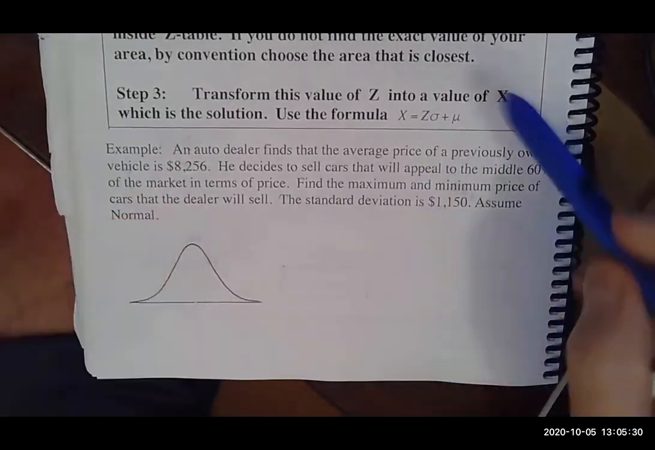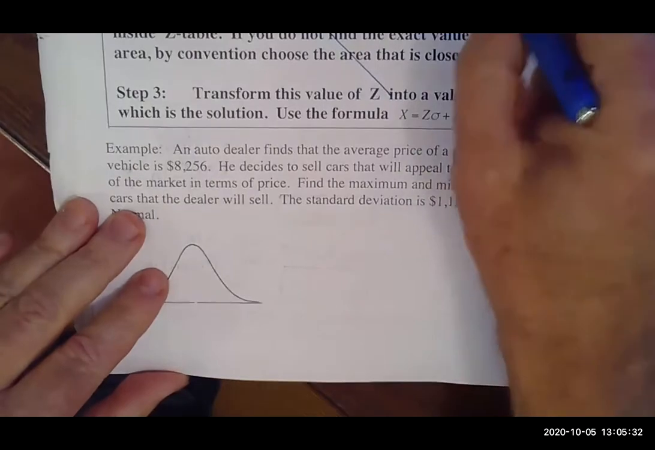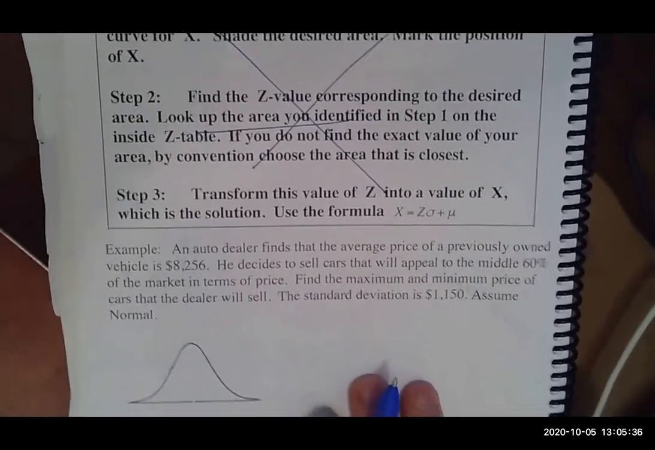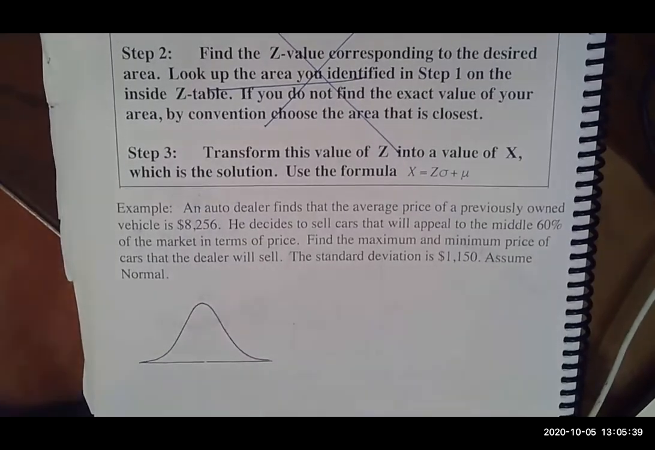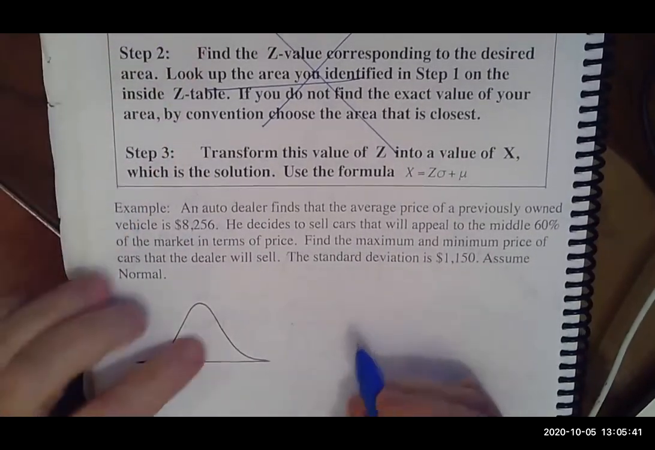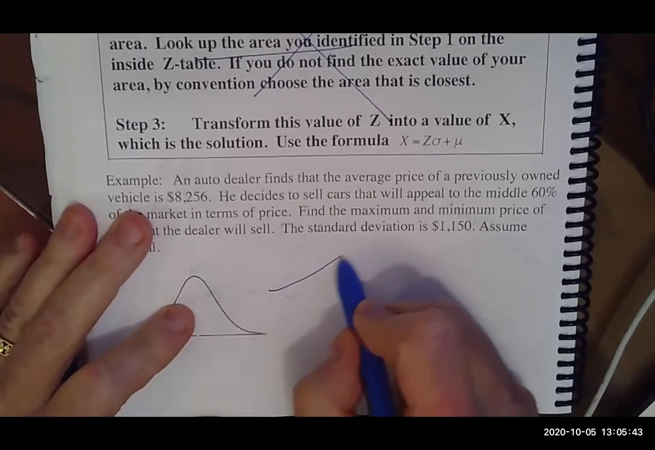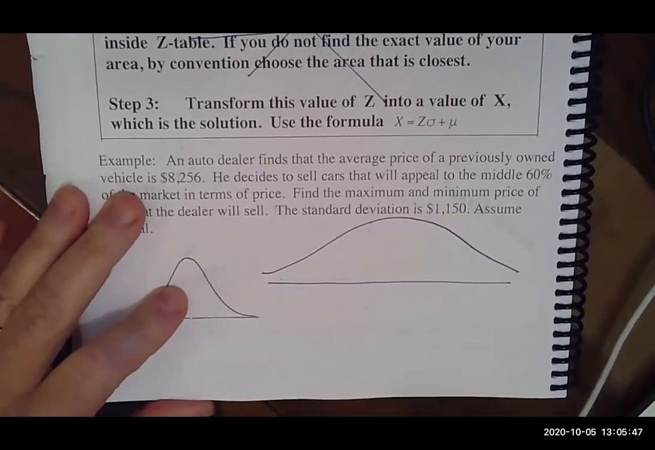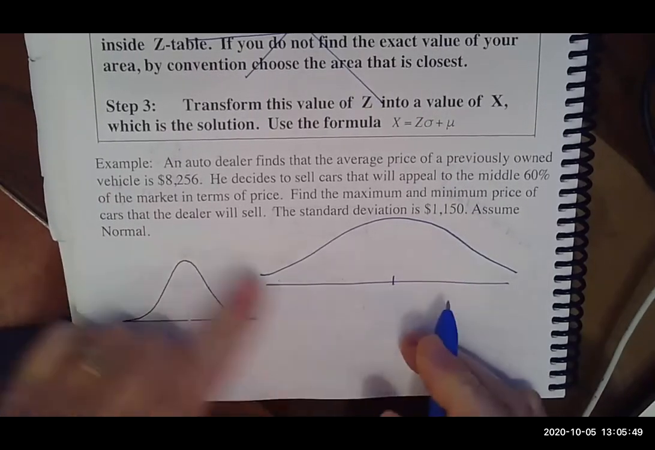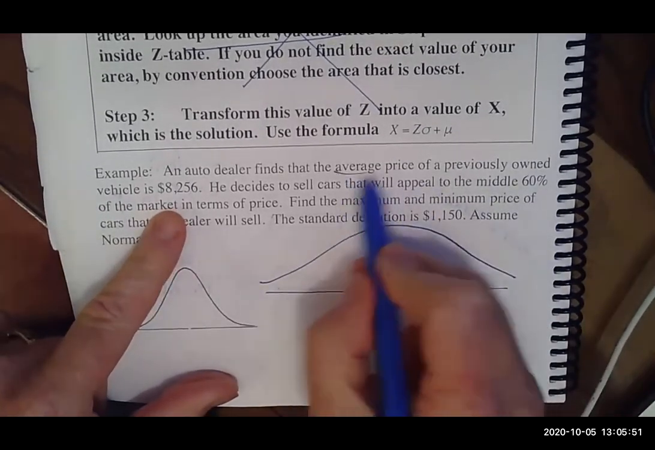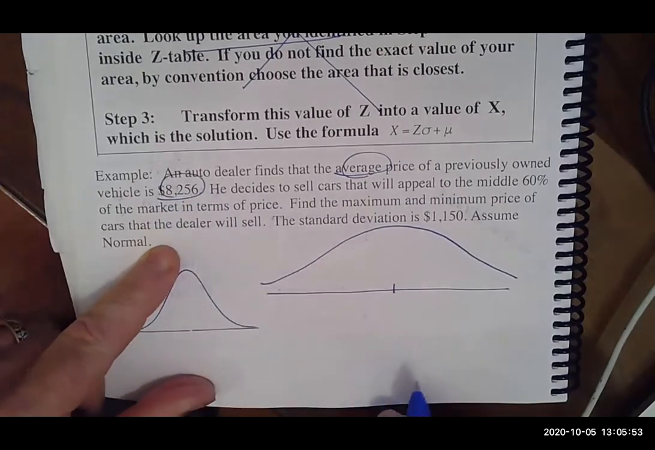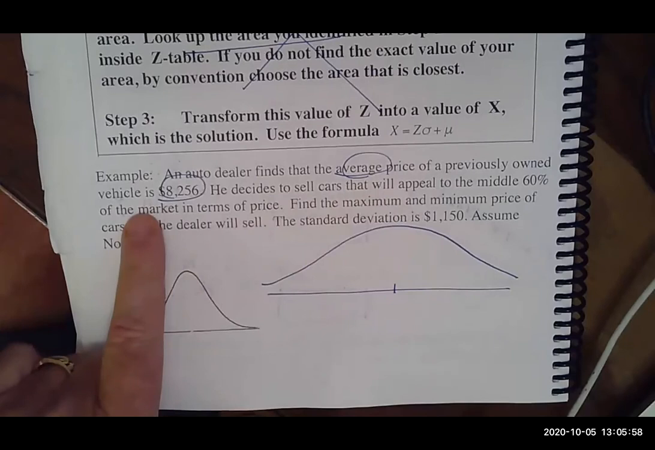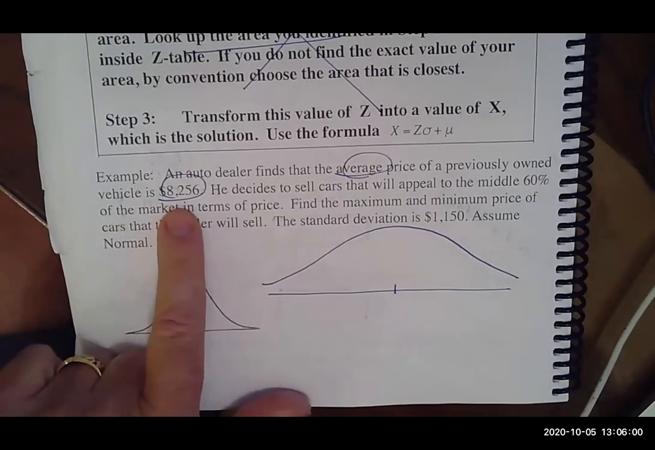So don't look at the instructions here. Don't look at that. I'm going to show you how to do it and use your calculator. So I'm just going to draw a bigger bell-shaped curve like this. Okay, you draw this right here in the middle. It looks like the average is $8,256. Auto dealer finds that the average price of the previously owned vehicles is $8,256.